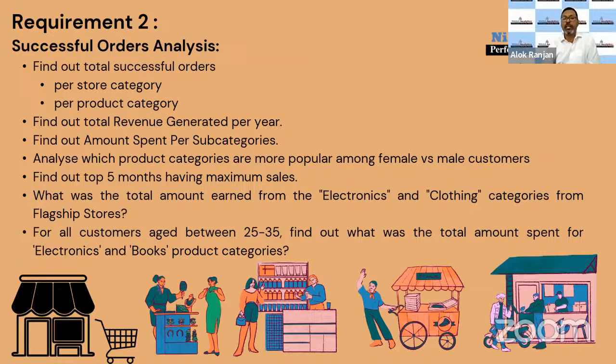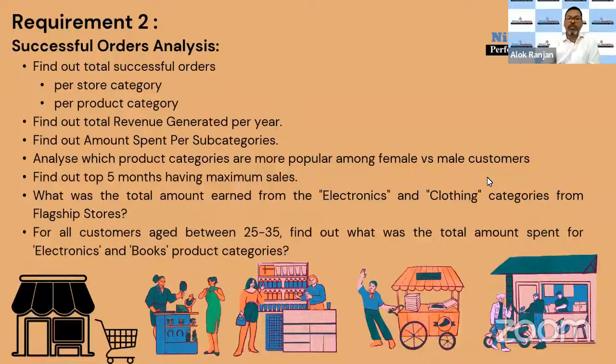And then we have your second requirement, the successful order analysis, where the transactions happen successfully by the store owners or the store outlets. It includes finding the total successful orders per store category and per product category, finding the total revenue generated per year, and the total amount spent per subcategory. A lot of questions are present here. I'm going to take 4 to 5 questions and solve them here with you.